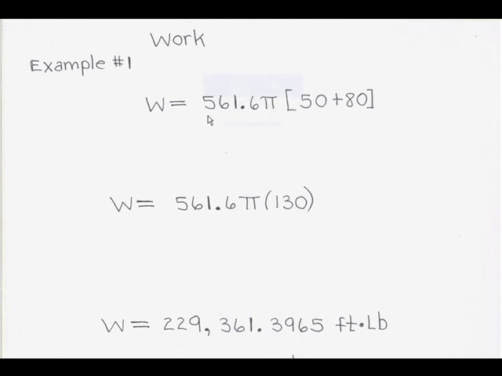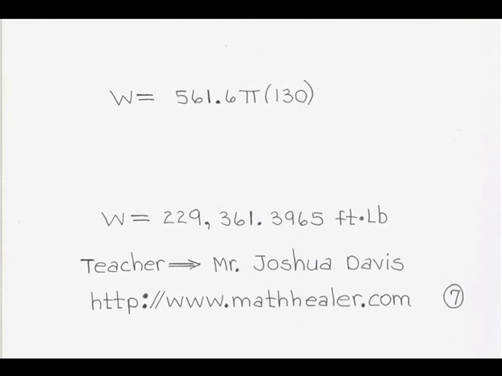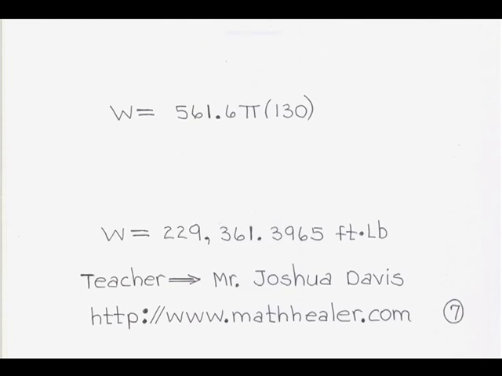We now have that W is equal to 561.6 times pi times 50 plus 80. W is equal to 561.6 times pi times 130. Finally, we see here that the work is 229,361.3965 foot-pounds.